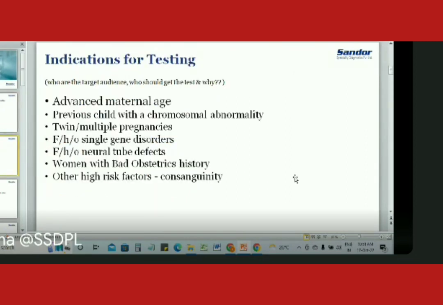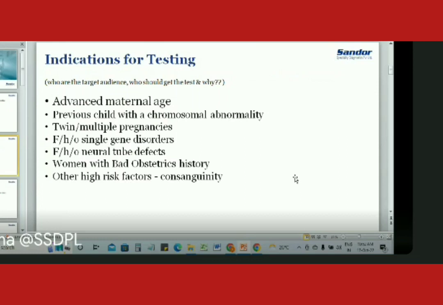Indications of the test, like Savinder was asking, why? If the maternal age is above 35, there is a chance of Down syndrome, or if there is a previous child with a chromosomal abnormality, or if it is a twin or multiple pregnancy. As I said, at the point of cell division there are more chances. If it is twin or multiple, this may happen at the time of cell division. It may or may not. If it happens, then these disorders would follow.